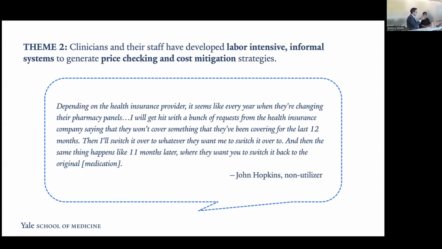So the second theme that came out of this work is that clinicians and their staff have developed labor-intensive informal systems to generate price checking and cost mitigation strategies. So I showed you that complex toolkit that we have. And a clinician at Johns Hopkins saying, depending on the health insurance provider, it seems like every year when they're changing the pharmacy panels of drugs, I'll get hit with a bunch of requests from the insurance company saying they won't cover something that they've been covering for the last 12 months. And then I switch to whatever they want me to switch to. And then the same thing happens a year later when they want you to switch back to the original.